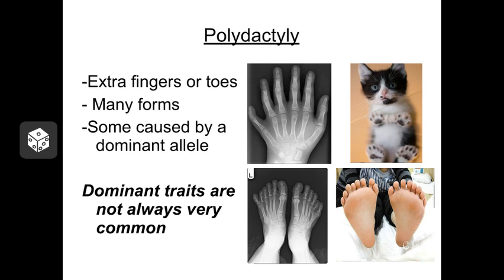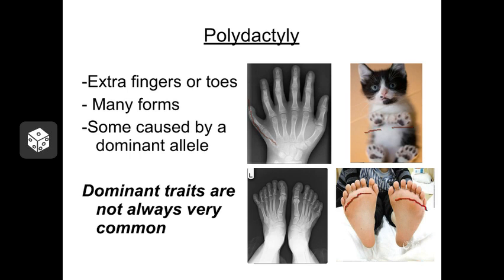Here you can see some examples of polydactyly. Here we have a person that has an extra finger here. This is also shown in cats. Cats can have polydactyly, and you can see extra little toes on this kitty cat. And look at all these extra little toes that this person has.